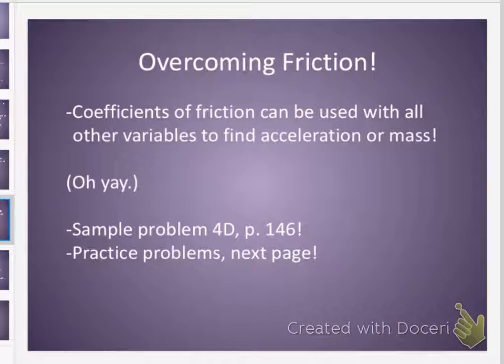So, up till now, we've done problems where we used the coefficients of static friction or kinetic friction in situations where objects were either not moving yet or moving at constant velocity. Now, we're going to see what happens when we have an object that's accelerating. The coefficients of friction then, along with the sums of forces on each axis, give us a whole arsenal of tools that we can use to find either the acceleration or the mass of an object.